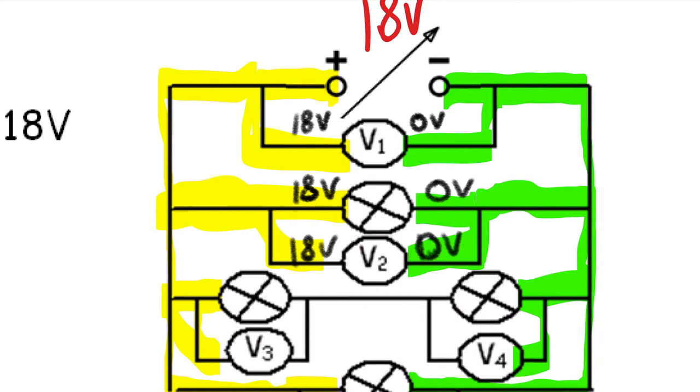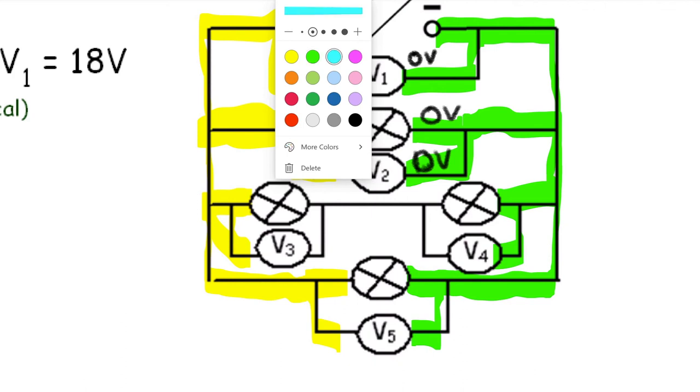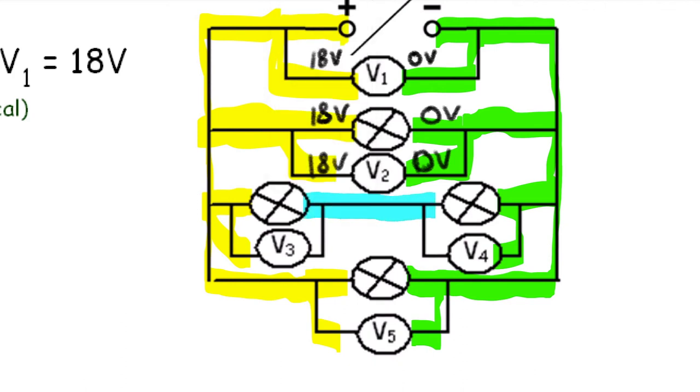And so on. The only tricky part of this question, I'll use a different colour to show you, is this part here. Because what happens here? Well, the 18 volts is split between V3 and V4. So you'll have 9 volts. And if I just use a different colour pen to show that, you'd have 18 volts here. Yes, you've got 0 volts over here. In between, you've got 9 volts. So the potential difference or drop from 18 to 9 is 9 volts, and from 9 to 0 is 9 volts.